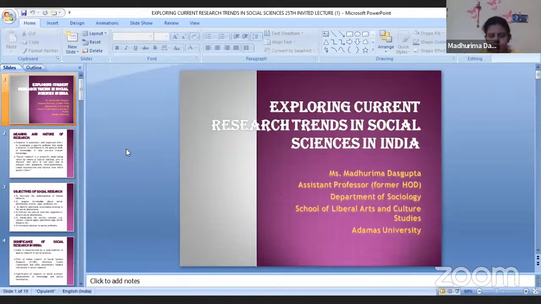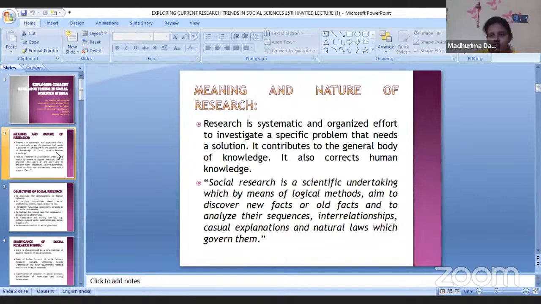Okay, so beginning my lecture on exploring current research trends which have come up in social sciences in India. So firstly, I think all of you must be knowing what we mean by research. Now we know that research is a systematic and organized effort to bring about a solution to any socio-economic and political challenges or problems in our society. And how such problems are resolved through certain use of logical methods, because research is a scientific undertaking.